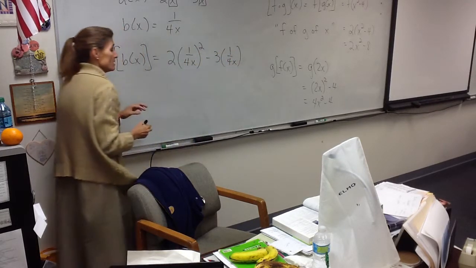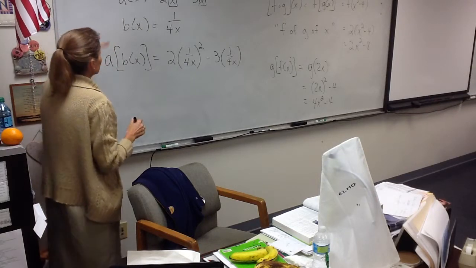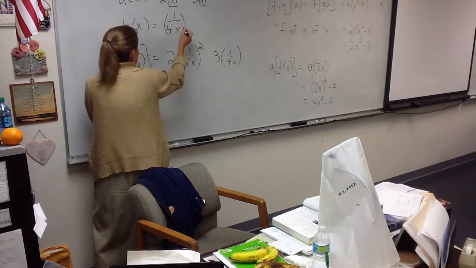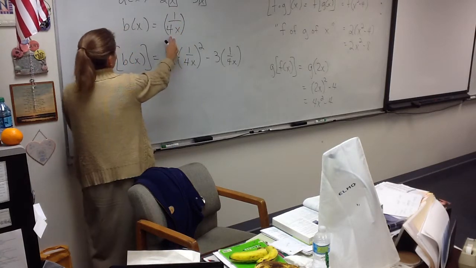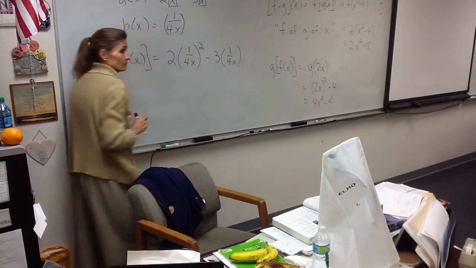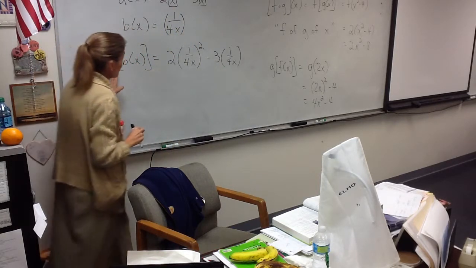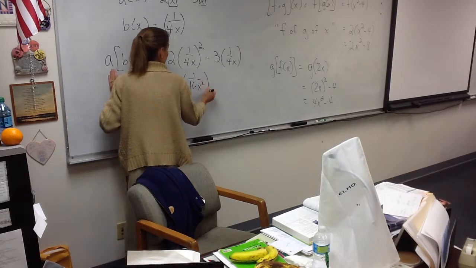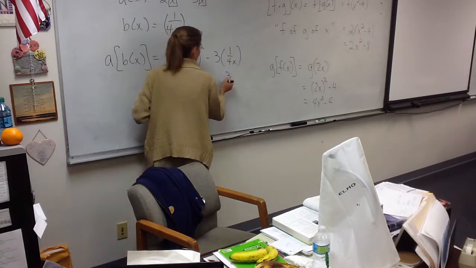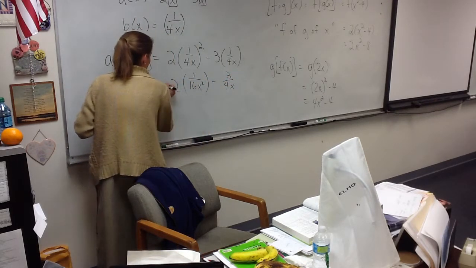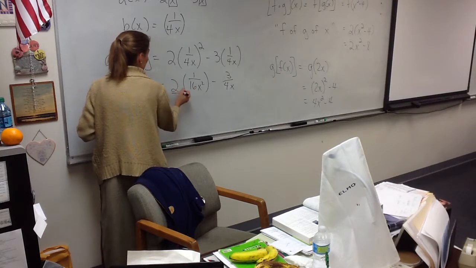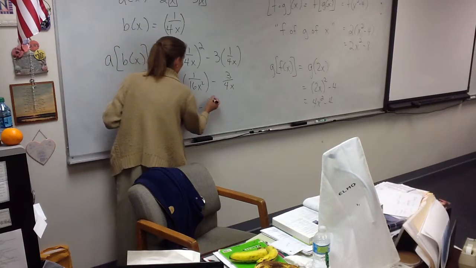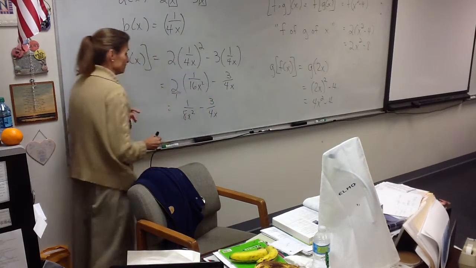Now take a look at that. If you're confused, sit back and look at it. You're plugging b, which is right here, that, you're plugging that into a. So this would be 1 over 16x squared. And the 2 and the 16 will cancel. Remember, these are fractions times each other. So 1 over 8x squared minus 3 over 4x. We'll just stop right there.